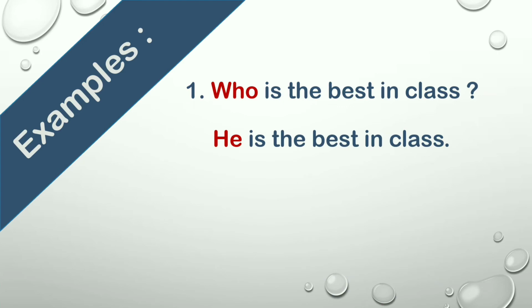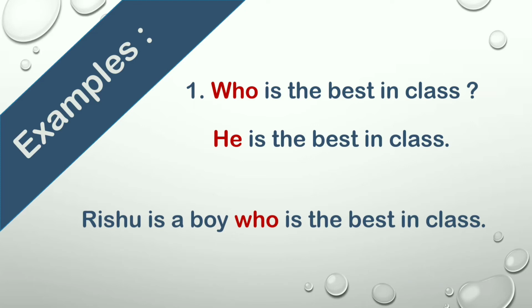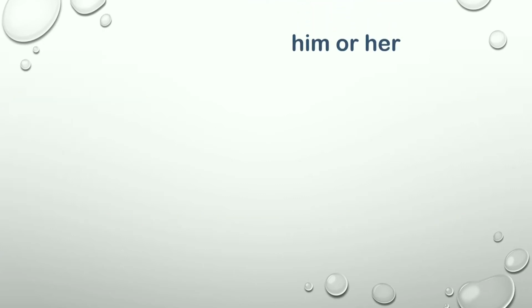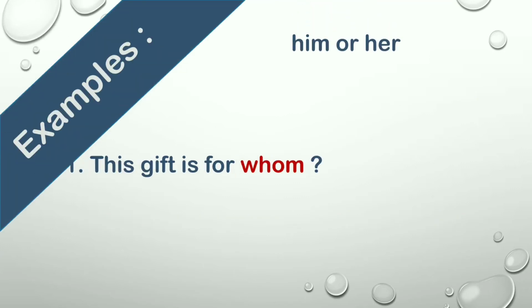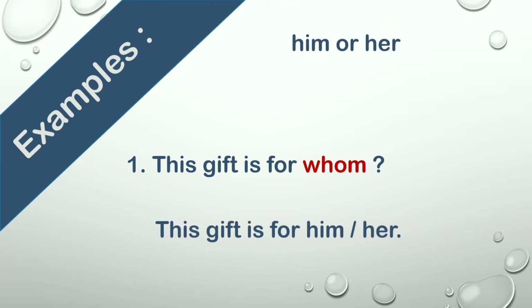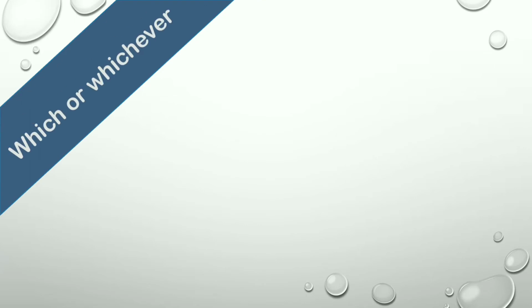So we can say Rishu is a boy who is the best in class. Use whom when a sentence needs an object pronoun like him or her. For example, this gift is for whom? And the answer would be this gift is maybe for him or her. Sounds correct, right? Don't you think so? Yes. I hope you got this, when to use who and when to use whom.